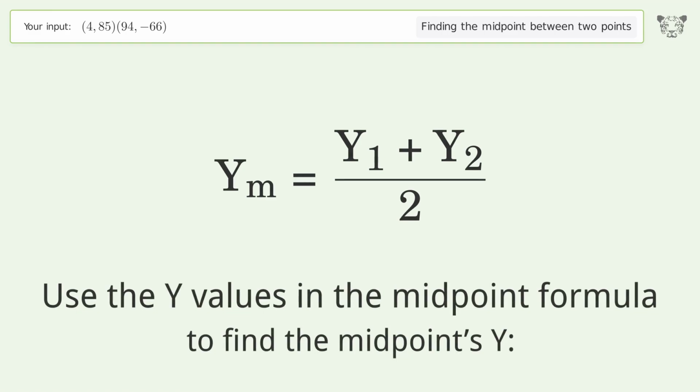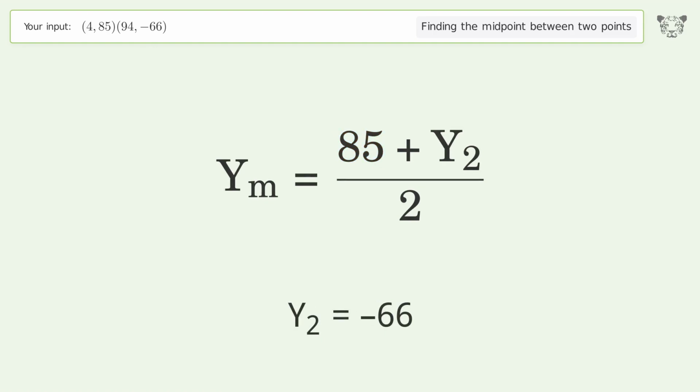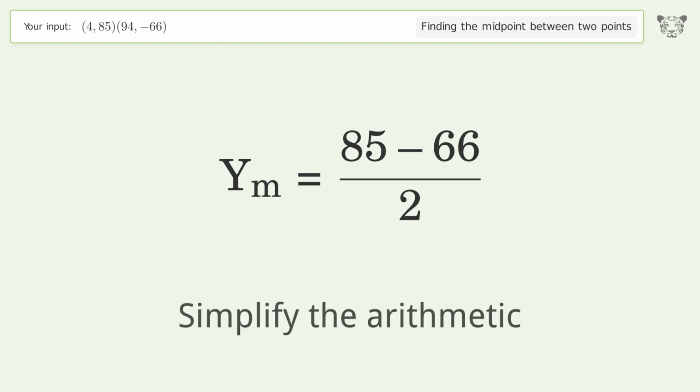Use the y values in the midpoint formula to find the midpoint's y. y1 equals 85. y2 equals negative 66. Simplify the arithmetic.